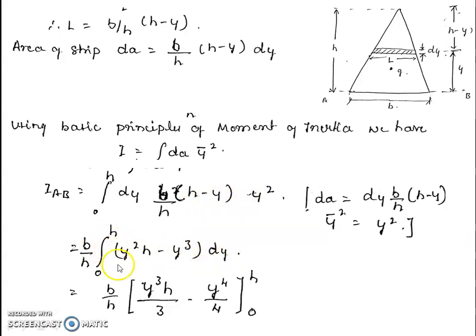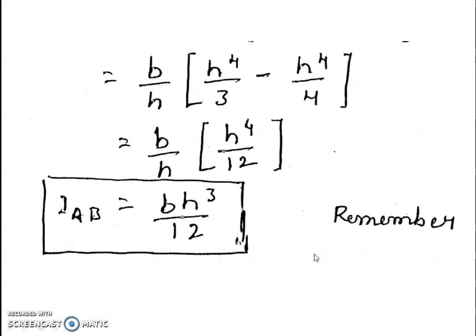Now I will integrate this. Then y square h becomes y cube h by 3, and y cube becomes y power 4 by 4. This is varying from 0 to h. The upper limit is h, the lower limit is 0. b by h, I will keep it as the same thing. Then the equation reduces to this form.